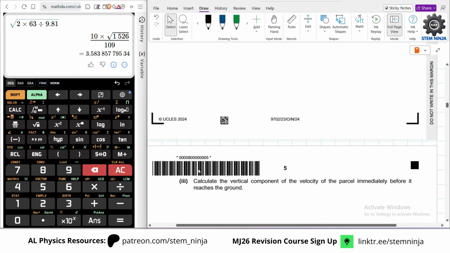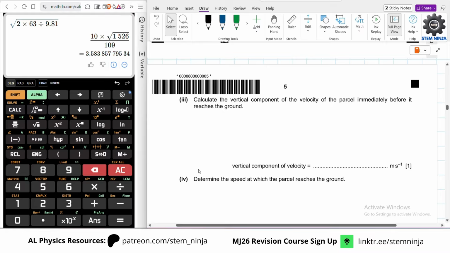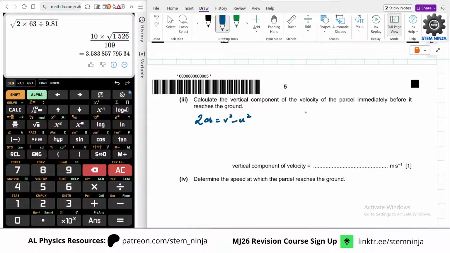Okay, alright. Calculate the vertical component of the velocity of the parcel immediately before it reaches the ground. So basically we need the vertical velocity. We can use 2as, v squared minus u squared. You can use the time parameter also because we know the time now. So for example, let's see both of the ways and see whether we get the same answer or not.